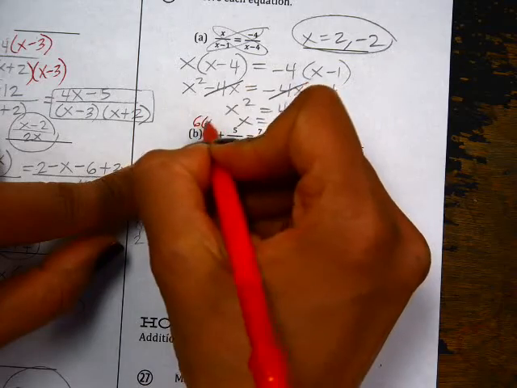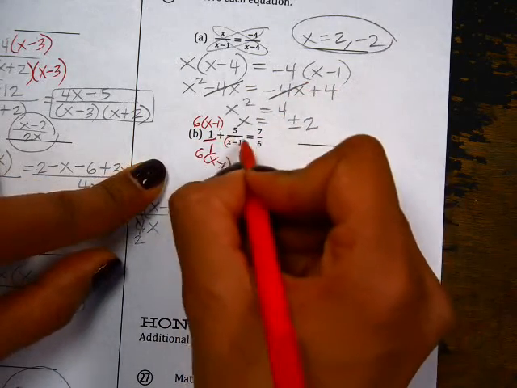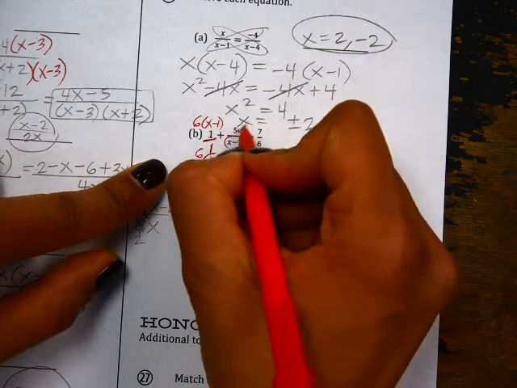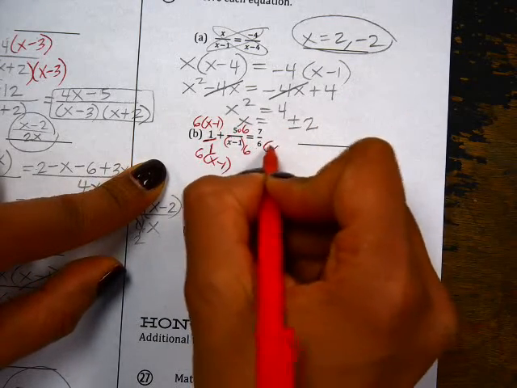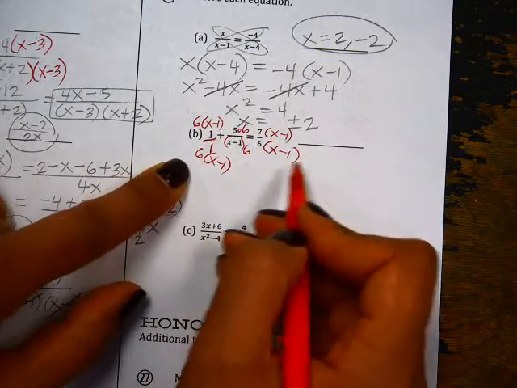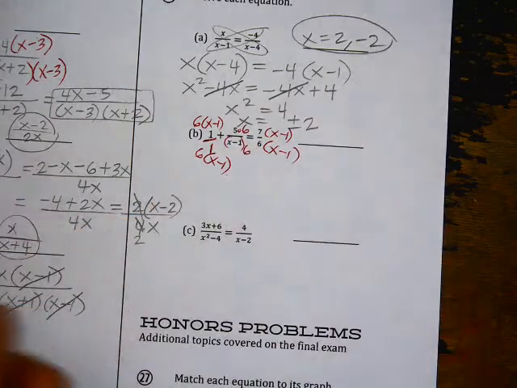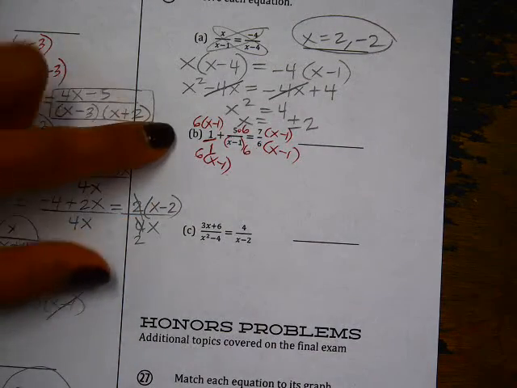So same thing on the top. On the second fraction, we're missing the 6. And on the third fraction, we're missing an x minus 1. Once all denominators are the same, so in this case they're all equal to 6 times x minus 1, we can rewrite the equation without the denominator.